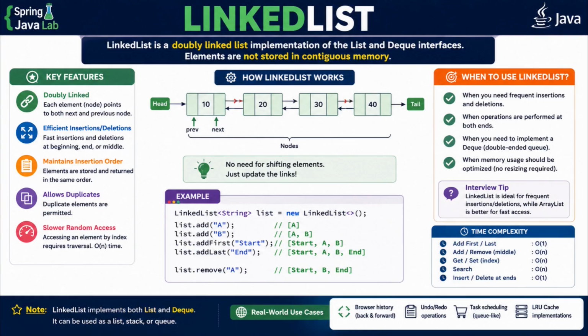A simple rule to remember is: if your application mostly reads data, choose ArrayList. If your application frequently inserts or deletes data, LinkedList is often the better choice. Examples include browser history, undo and redo operations, playlists, and queue-like processing. We'll explore its internal working in detail in a dedicated LinkedList video later.